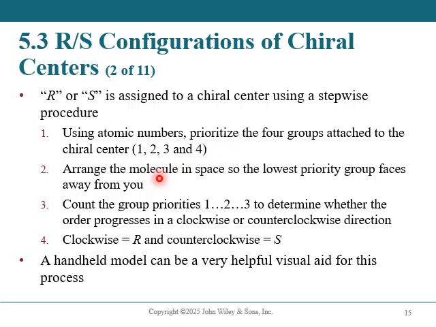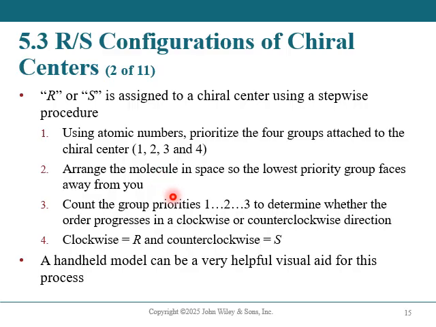Arrange the molecule in space so that the lowest priority group faces away from you. Now this part here, the numbering isn't really the challenge, it's how to visualize and rotate the molecule so that the lowest priority group faces away from you. That to me is the biggest challenge, and I advise that you practice this several times so that you can go from 2 to 3 dimensions, because that's not something we're used to doing. So it may take a second.